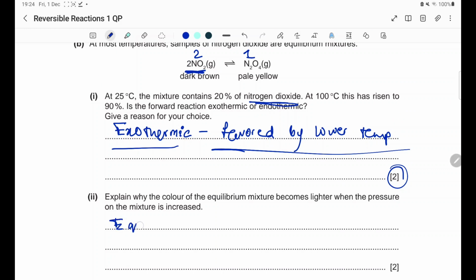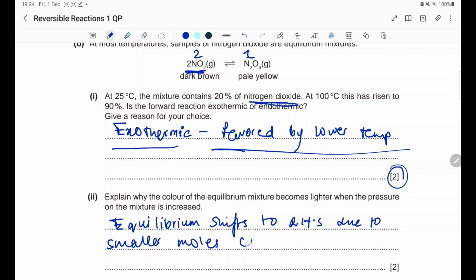So equilibrium shifts to the right hand side due to lower moles or smaller moles, causing the color to become lighter.